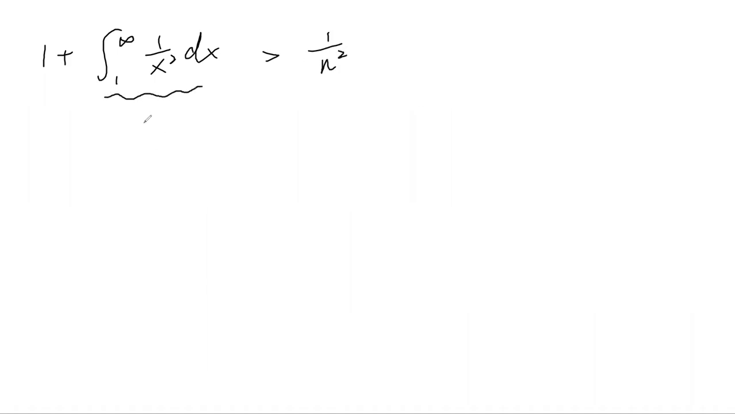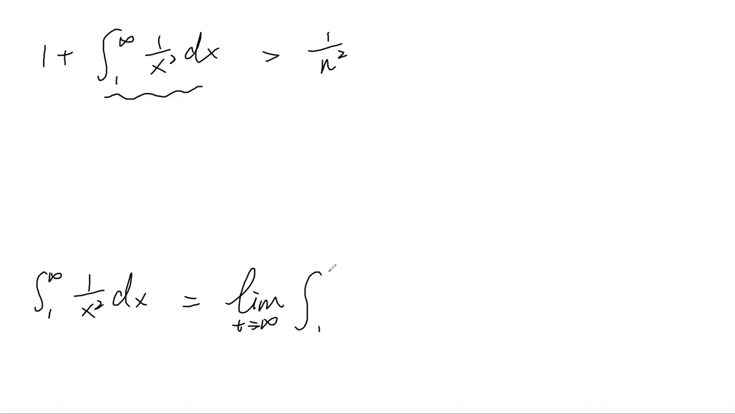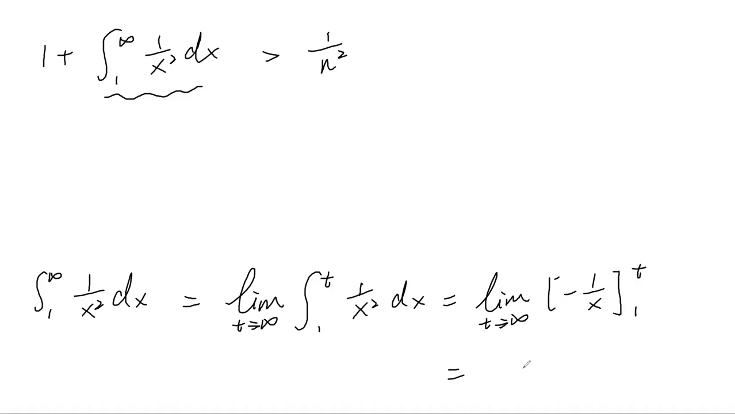In the meantime, this integral is equal to the limit as t approaches infinity of the integral from 1 to t of 1 over x squared dx, which is equal to the limit as t approaches infinity of negative 1 over x from 1 to t, which is equal to the limit as t approaches infinity of negative 1 over t plus 1, because it's minus negative 1. And this is equal to 1.